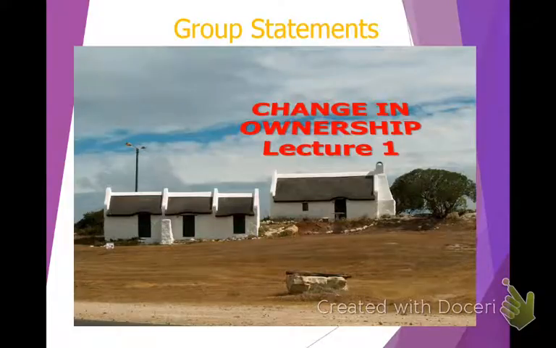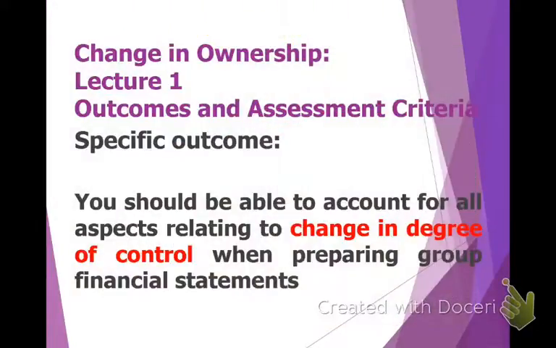Change in degree of ownership, Lecture 1. This lecture will feature more on the theory, the first part, and the second part will be on the class example. Outcomes and assessment criteria. Please take a look at your assessment criteria. It is laid out in your handouts, and the specific outcome. You should be able to account for all aspects relating to change in degree of control when preparing group financial statements.